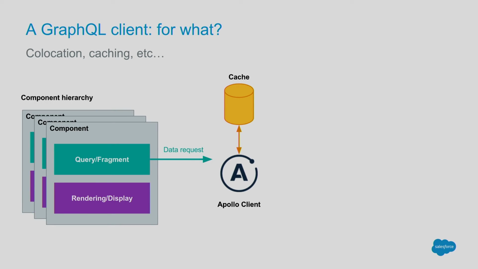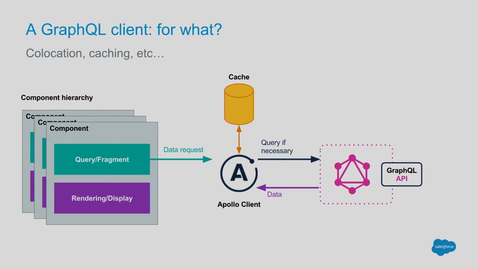So here, the data request is coming out from your fragment or your query, and is going to be asked to the client. The client is going to check with its internal cache to see if the data is not already there. If it's not there, it's going to do a round trip with the server, only asking what you need. And then it's going to cache that, and obviously just pass it to your rendering function. So you have finally your data integrated into your rendering.